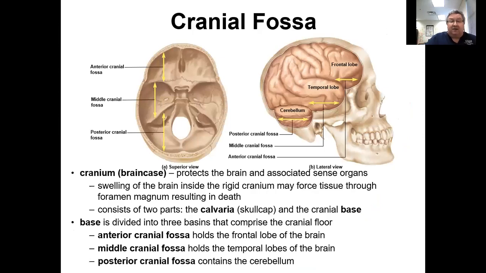The cranial fossa is basically where the brain is. The brain sits within the cranial fossa. This will be nothing that you will have to know. I basically go through everything and kind of guide things. We're going to be skipping a lot of PowerPoints here, so I'll tell you what's important and what's not. In the cranial fossa, just know that the brain is within the cranial fossa.